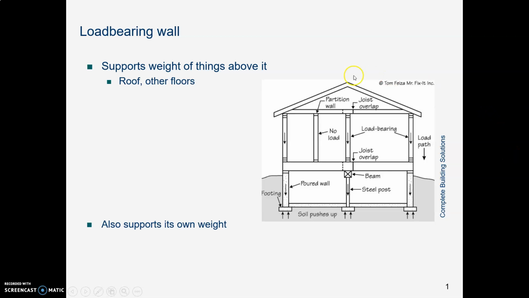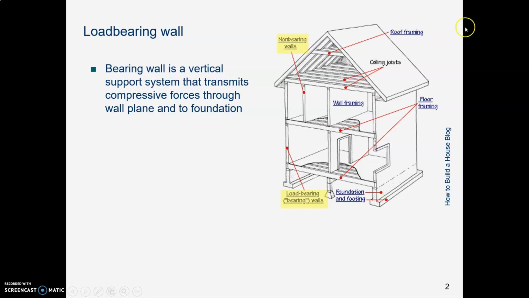We're thinking about how loads travel down through the members of a structure, from the roof through the walls to the foundation to the soil. So these loads go through what are known as bearing walls or load-bearing walls. A load-bearing wall is, as the name implies, a wall that supports a load. It supports the weight of things above it. So the foundation supports the wall supports the roof, and so forth, in addition to supporting its own weight.